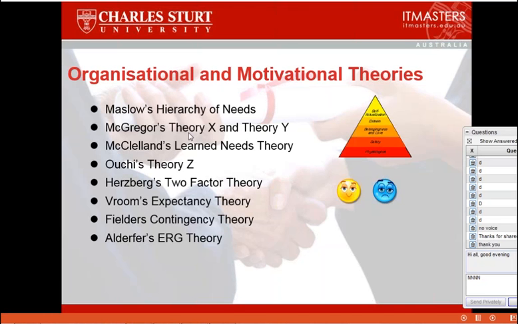McGregor's theory X and theory Y means that some people you need to hound them to get work done. Other people are very happy with what they do and they don't need to be managed. We've got Herzberg's two-factor theory, which says the poor hygiene factors may destroy motivation, but improving them will not improve motivation. But he does say the presence of a motivator motivates people, but the absence does not demotivate, and people are motivated by work itself. So these are just various organizational motivational theories that may crop up.